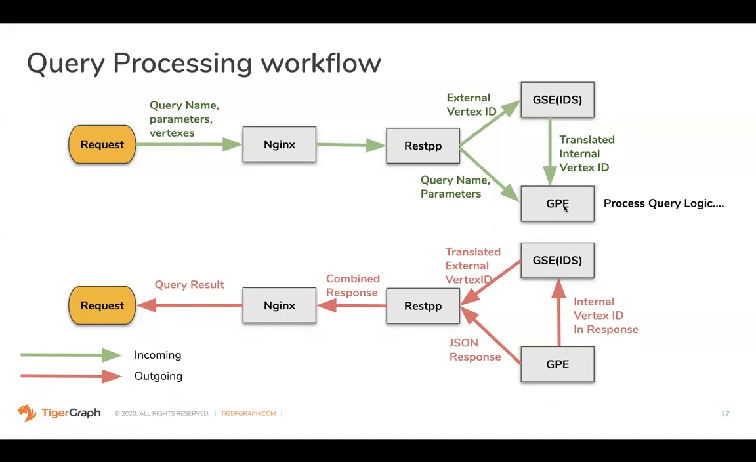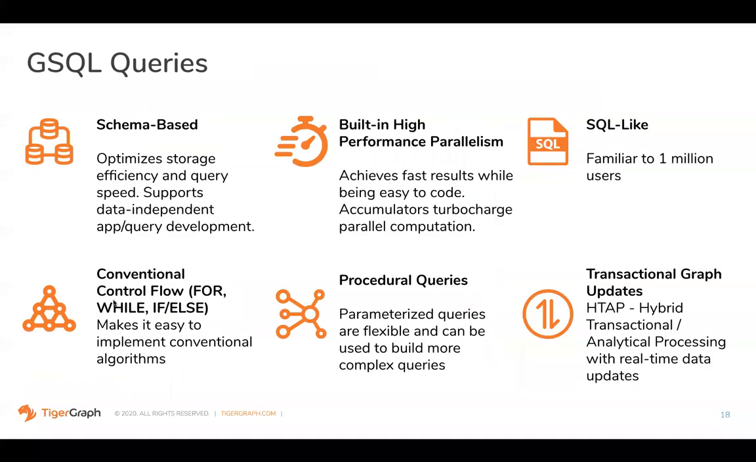After GSE returns the internal ID, the processing moves to GPE. From this point onwards, GPE will do the query processing based on the user logic. All of the computations are performed depending on whether it's a simple query or a distributed query. After all the processing is completed, GPE goes back to GSE to get the external ID of the vertex in question, and sends the JSON response back to RESTPP, returning the result of the query. RESTPP then combines the responses from all and sends it back to Nginx, and the query result is finally returned back to the user. So that's the high level overview of how the query workflow occurs.